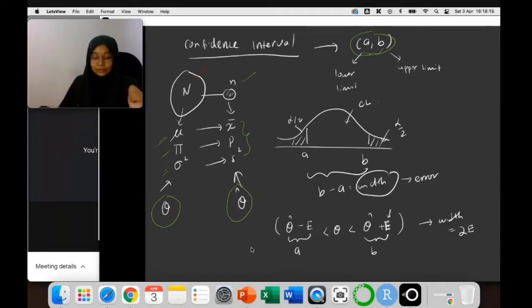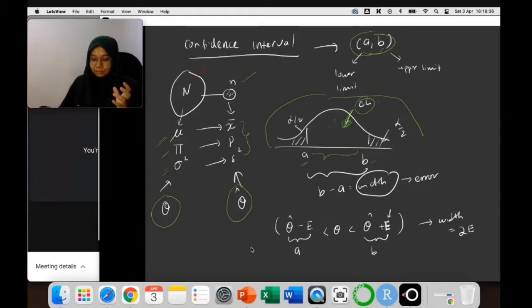Okay, so the illustration is you have the normal distribution like this. So this is the normal distribution, where your lower boundary is here and your upper boundary is here. This is your confidence interval here. The area under the curve here is your confidence level, which contains the estimation value.